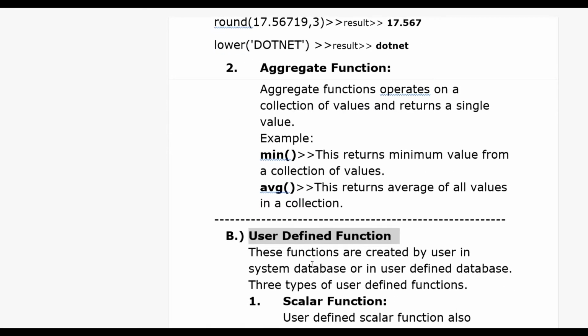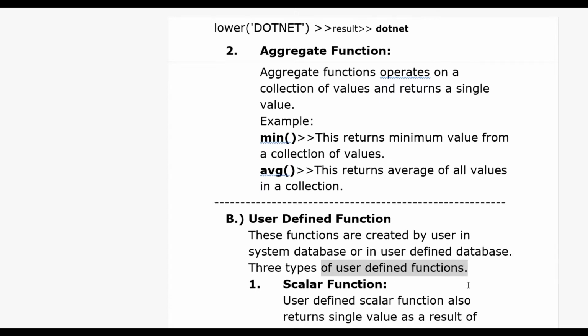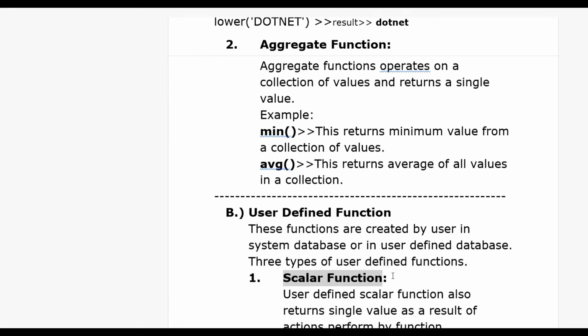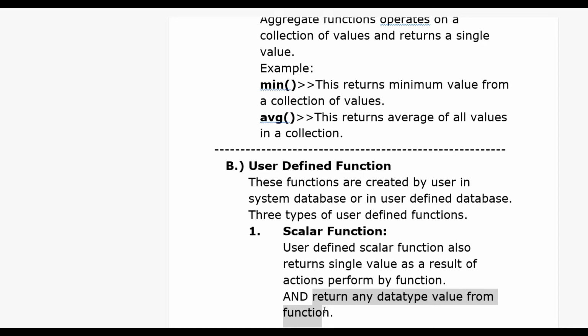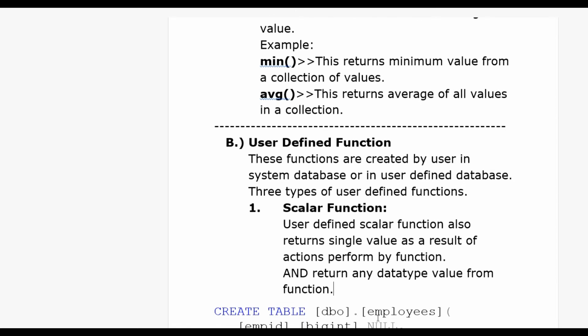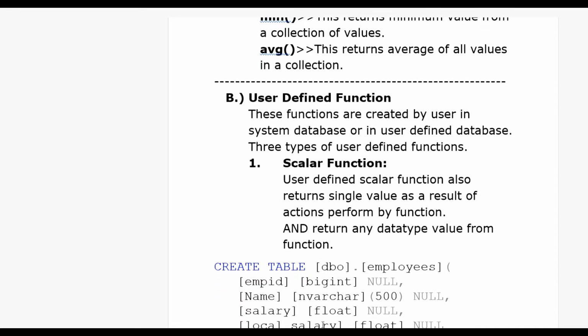Basically, user defined functions are created by the user in a system database or in a user defined database. There are different types of user defined functions. First, let us consider a scalar function. A user defined scalar function also returns a single value as a result of the action performed by the function, and can return any data type value from the function. Let us consider this with a simple example.